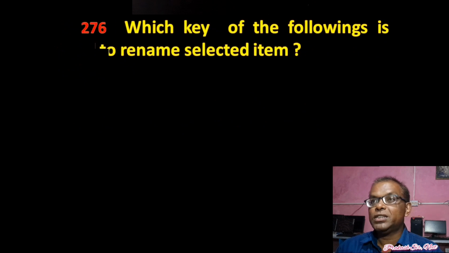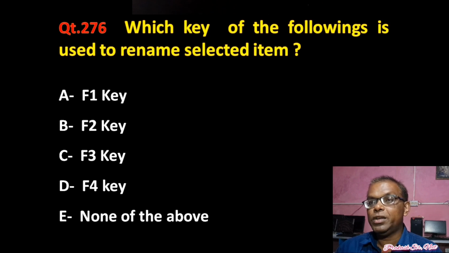Question number 276 is, which key of the following is used to rename selected item? Any item, if you want to rename, first of all you have to select it. Then which key can be used for renaming? The correct answer is F2, function key 2. Function key 2 can be used to rename one selected item. So point number B is the correct answer.